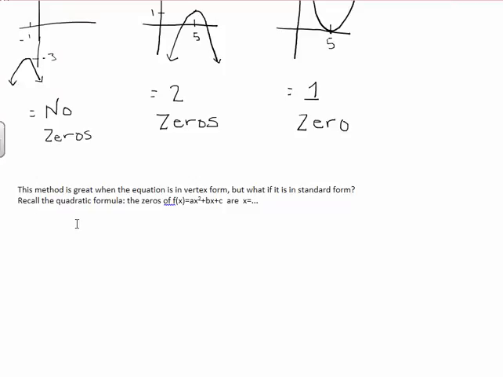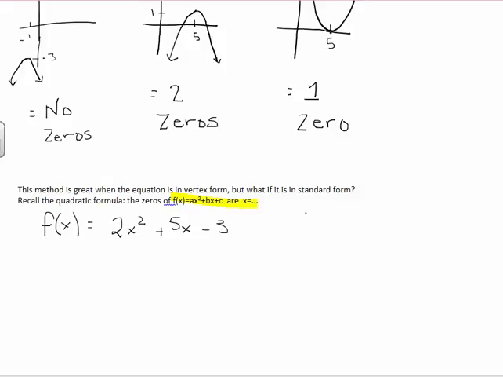Now this method is perfect when we're in vertex form, but what happens when we're in standard form? Like it represents here, remembering that standard form is ax squared plus bx plus c. Then what do we do? Let's start with a quick example of f of x equals 2x squared plus 5x minus 3. The easiest thing to do, keep in mind, is to first see whether you can factor it. Because if you can find out what the zeros are right away, that will answer the question of how many there are. We can also do the quadratic formula.